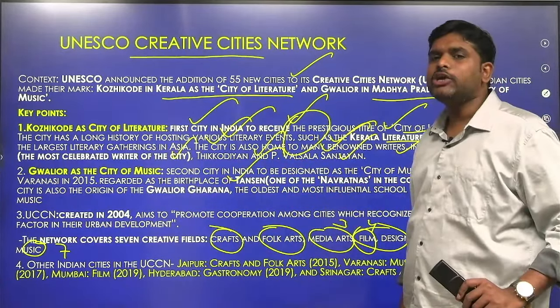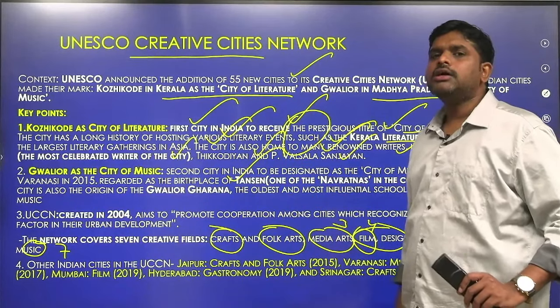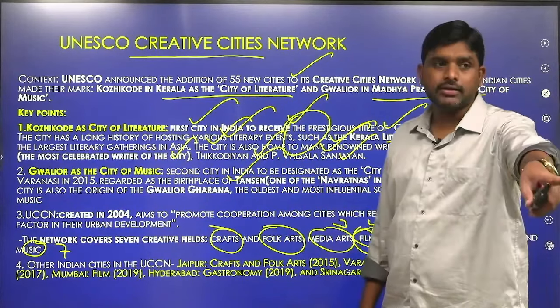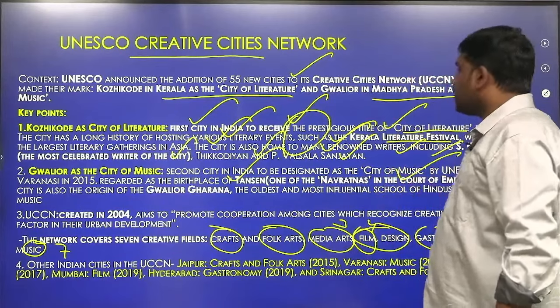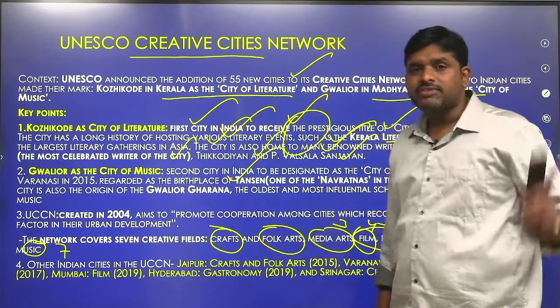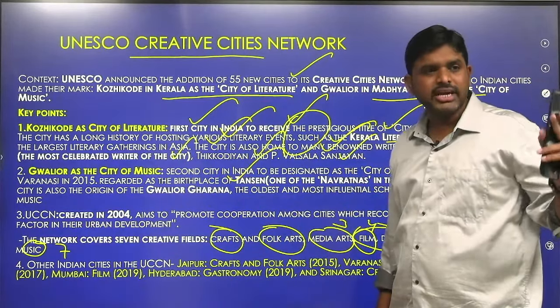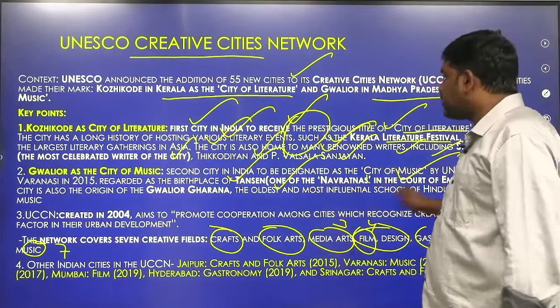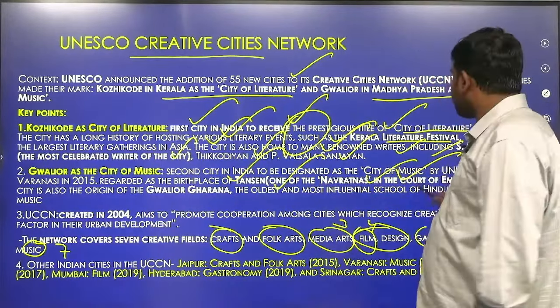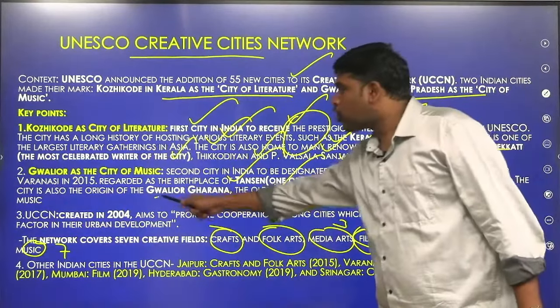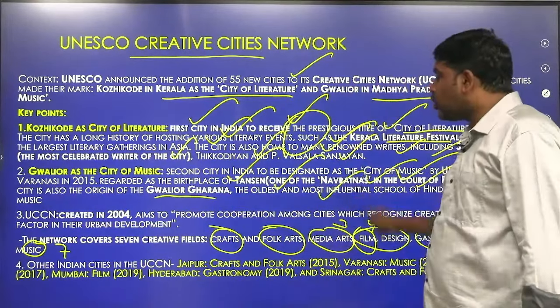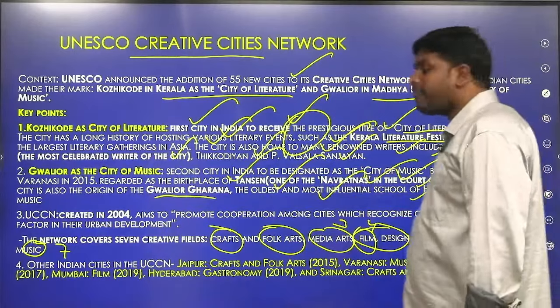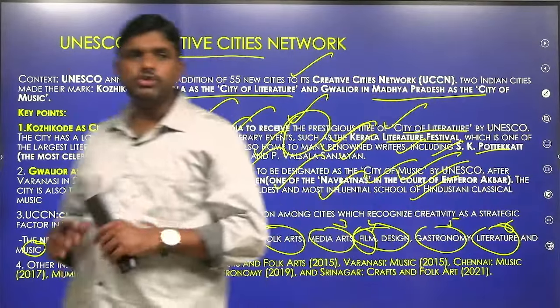Second city in India to get the award called UNESCO Creative Cities for Music. After Varanasi, the first city in music, the second city in music is Gwalior. It is the birthplace of Tansen, one of the Navratnas in Akbar's regime. The city is also the origin of Gwalior Gharana, the oldest and most influential school of Hindustani classical music.